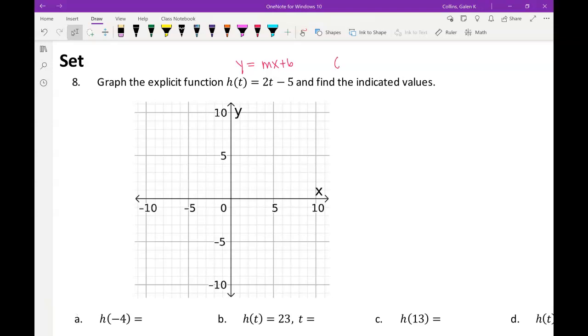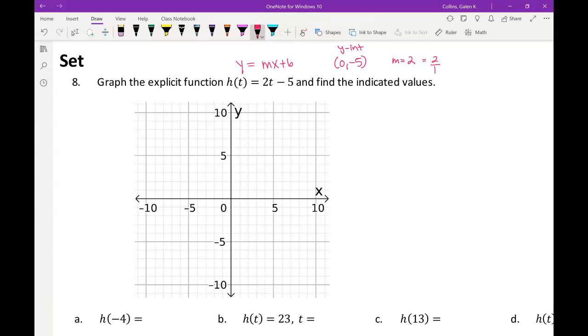So our ordered pair 0, negative 5 is our y-intercept, because b tells us what our y-intercept is, and our slope is 2. We could think of that as a constant rate of change, and I could remember that 2 is the same as 2 over 1.